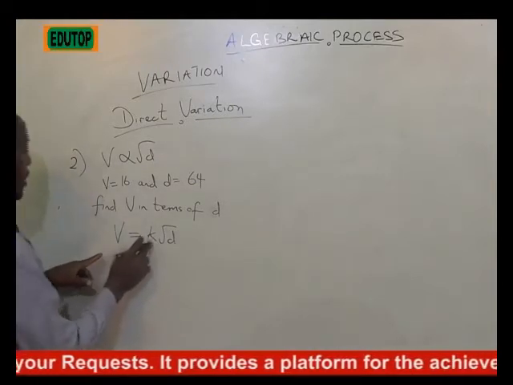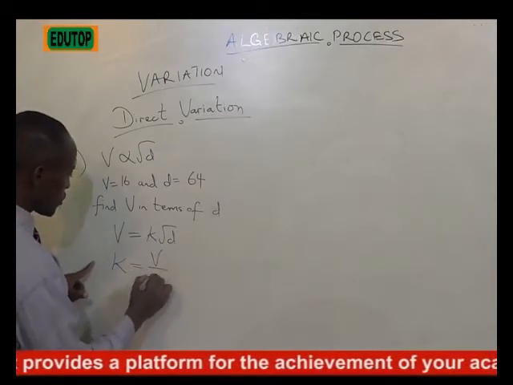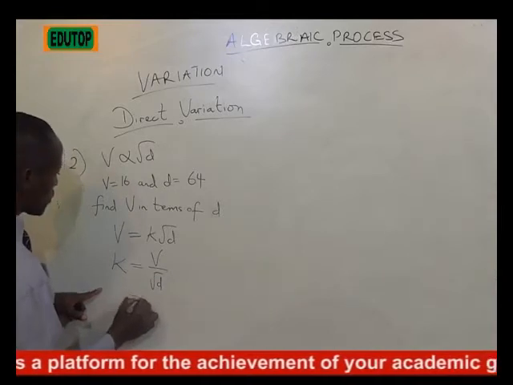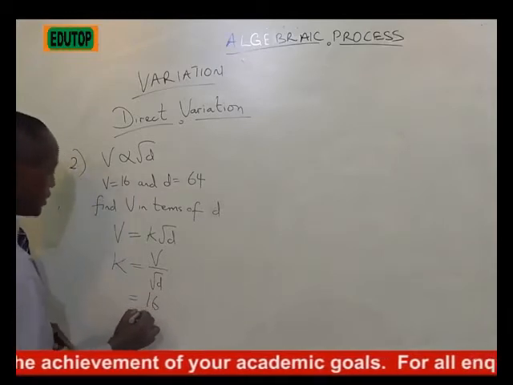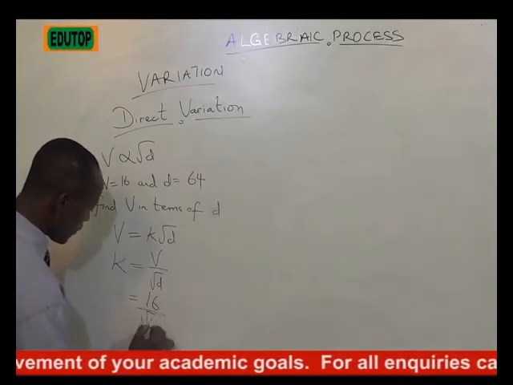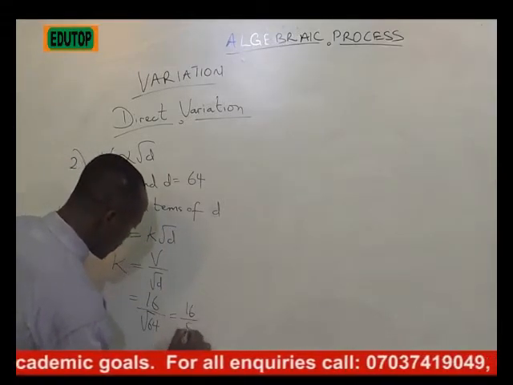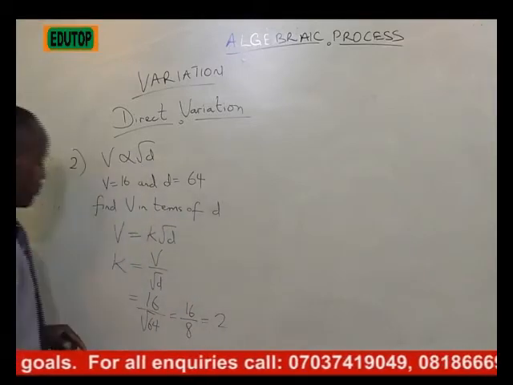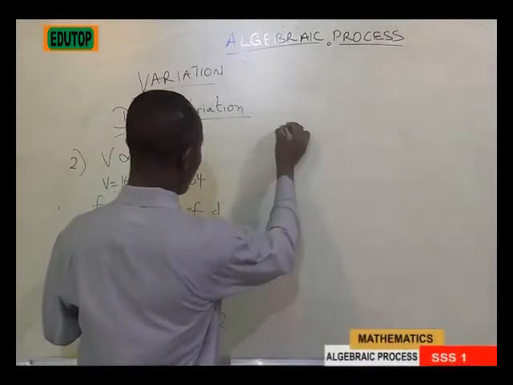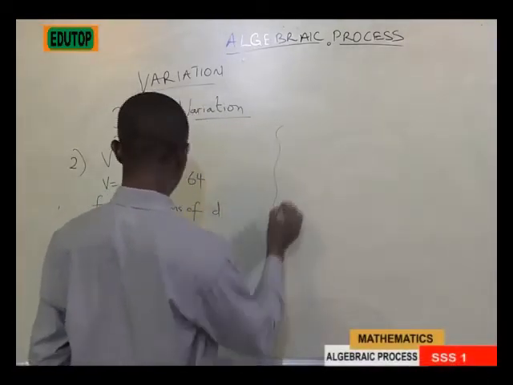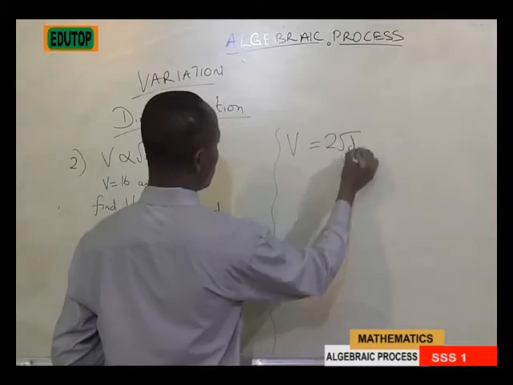that means we have to get out this value of k and then slot it back inside this equation. So to make k the subject of the formula, we'll have k is equal to v all over the square root of d, which is equal to, what's our v? Our v is 16, and our d is 64, the square root of 64 is 8, so 16 all over 8, which is equal to 2. So we can now bring this back into the equation to get our v in terms of d. That will now be v is equal to 2 root d.